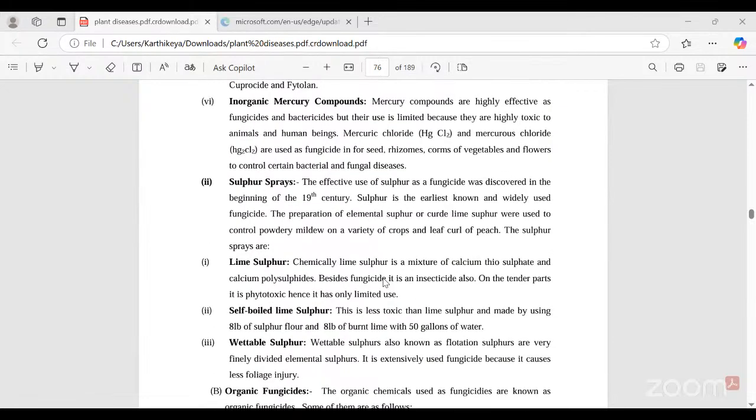Sulfur spray. The effective use of sulfur as a fungicide was discovered in the beginning of the 19th century. Sulfur is the earliest known and widely used fungicide. Preparations of elemental sulfur and crude lime sulfur are used to control powdery mildew on a variety of crops and leaf curl of peach.